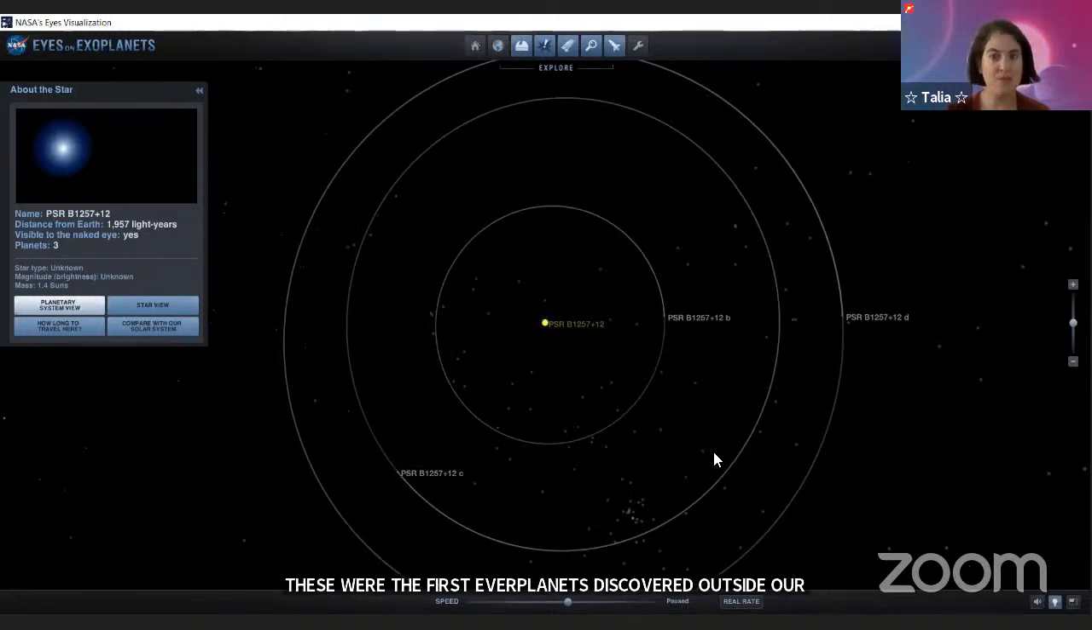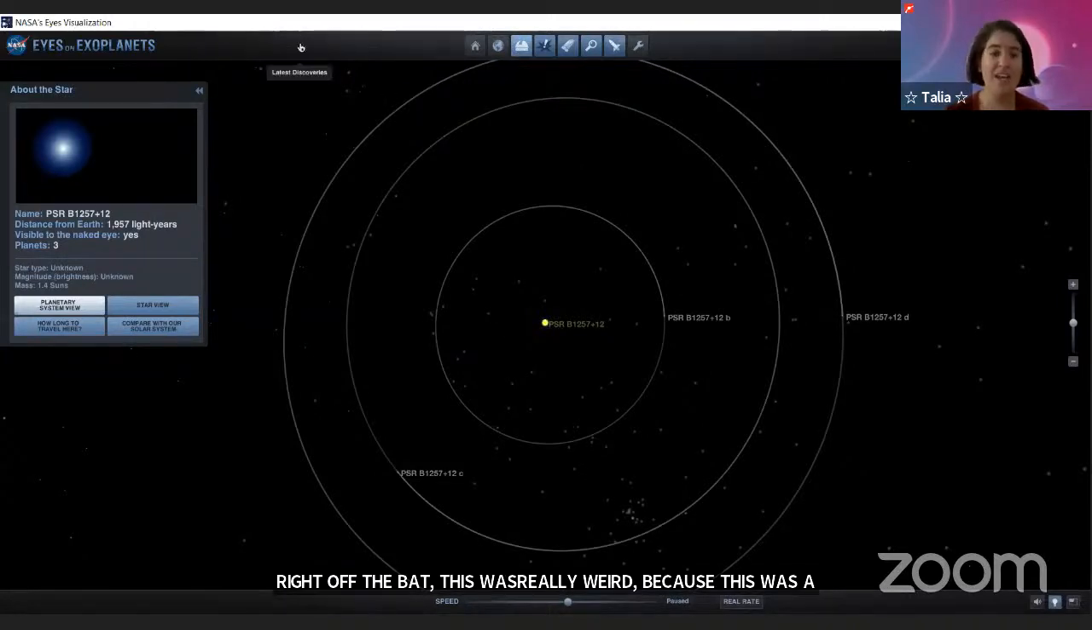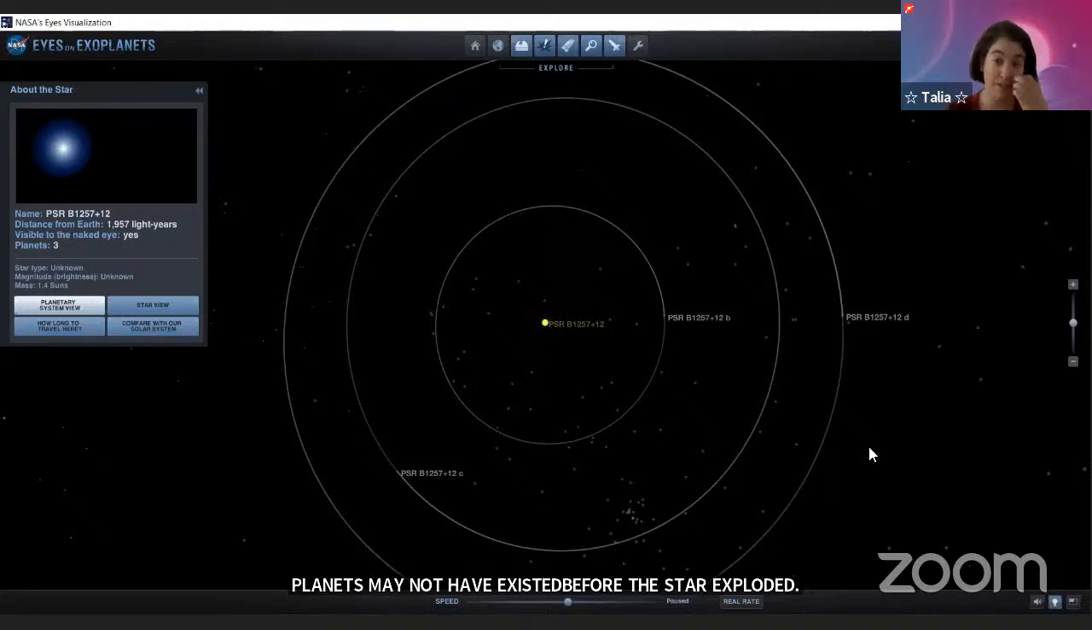And right off the bat, this was really weird, because this was a place that nobody ever thought to look for planets around a dead star. And in fact, we think this solar system may have something of a unique origin. These planets may not have existed before the star exploded. They may actually be built out of the remnants of the star that were drifting around after the star exploded.